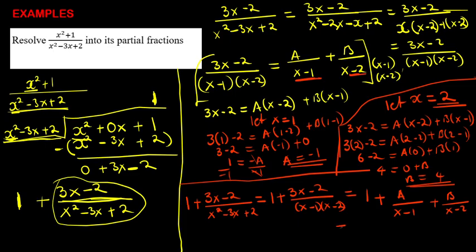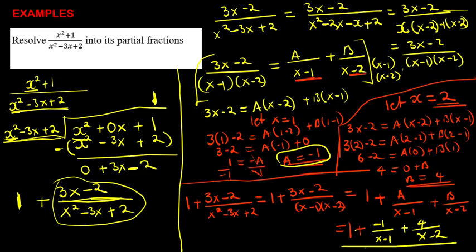So now what I will do is that where there is a, I will replace with the value that I found. So on a, what value did I find? On a, the value that I found was negative 1. So here it will be negative 1 on top over x minus 1. Then on b, we had what? 4 over x minus 2. So that was the question.